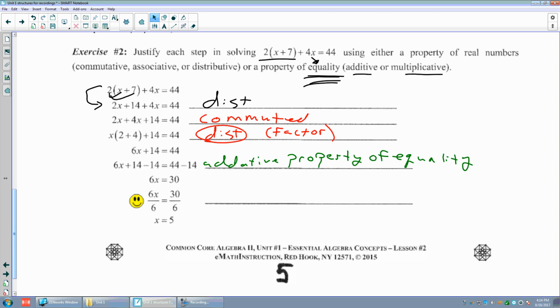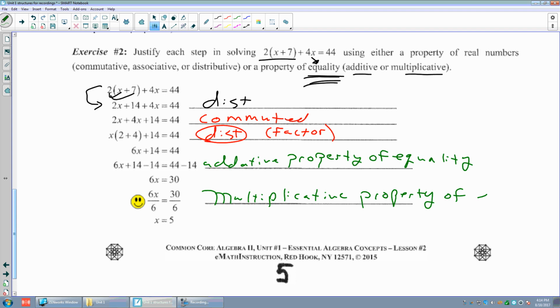Multiplicative property of equality, but we're dividing both sides by 6. Yes. Multiplicative property of equality. Bingo. And that is page 5.